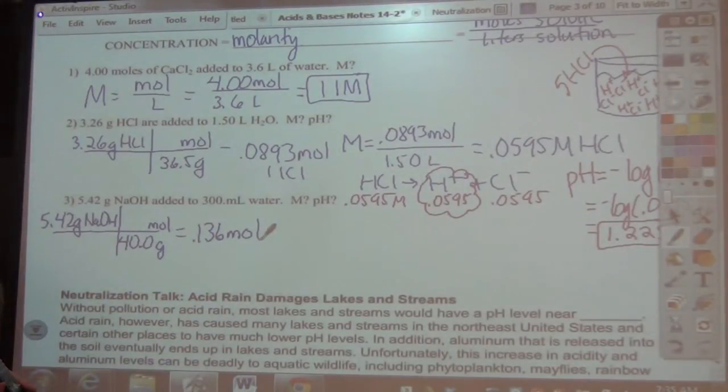But I don't want moles. I want molarity. So what do I need to divide by?